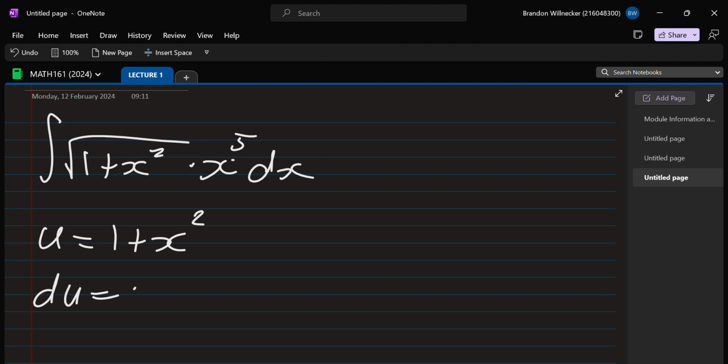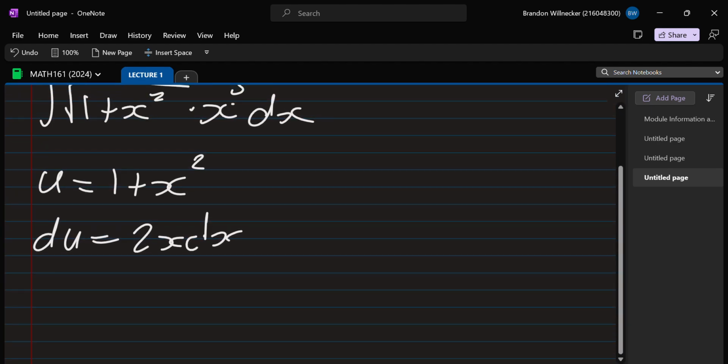So du will be 2x dx. Again, I'm skipping the du by dx, right? We can just skip that. We know what that means now. So that's du is 2x dx. Okay, but that's x to the 5. We can divide by 2 on both sides, and that will get us closer, but still a bit off. So 1/2 du is x dx.